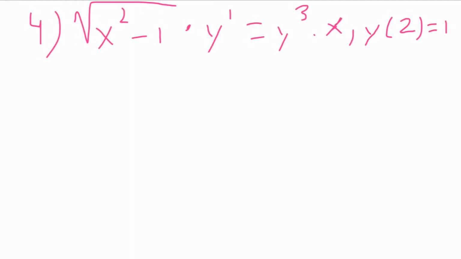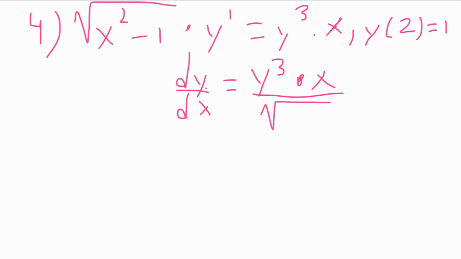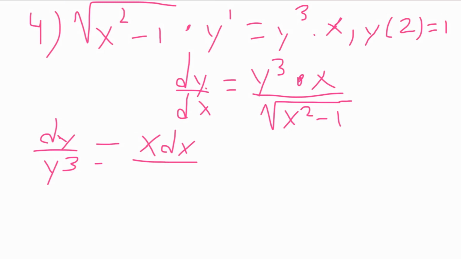So moving along, we could turn y prime to dy/dx because we want to separate them. We have the root x squared minus 1, but I'm going to bring it to the other side. So we have y cubed times x over x squared minus 1. Now we just move over the variables. We want the y's to be together, so we do dy over y cubed is equal to x dx over root x squared minus 1.